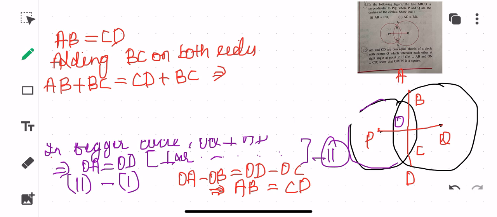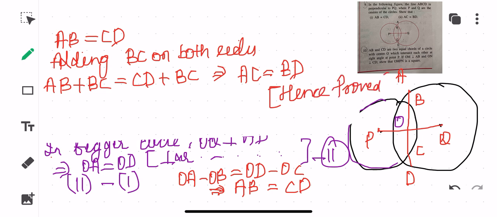If you see, this is equal to AC, and CD plus BC is equal to BD. Okay, so this is what you had to prove. So this is hence proved. So this was a very easy one, children. Only you should know what you have to do and what you need to find out. Alright, so we are done with this question as well.